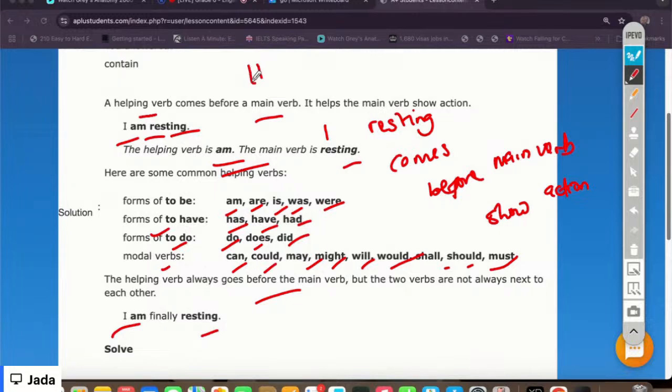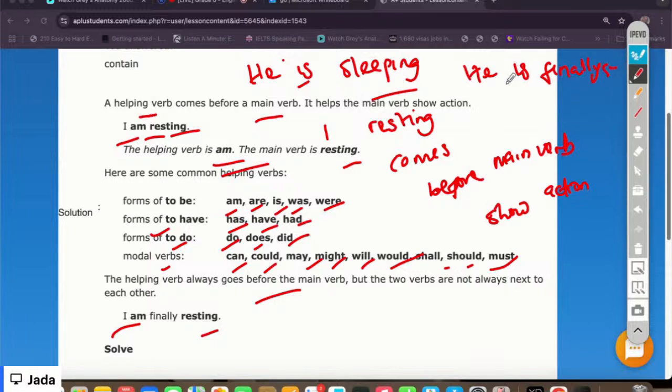We could say, he is sleeping. So this is the main verb, and is what? The helping verb. And then you can also say, he is finally sleeping, right? So he is finally sleeping. Now, you can see that finally is in between the helping verb and the main verb. All right. So you see that sometimes they're not next to each other directly, but they are still very important and they are used.